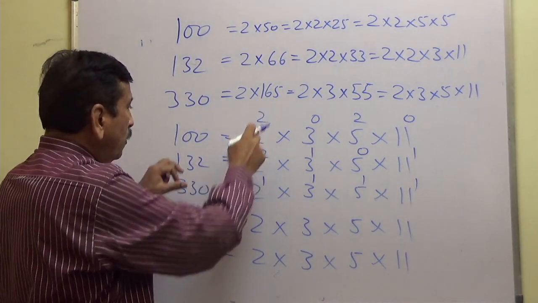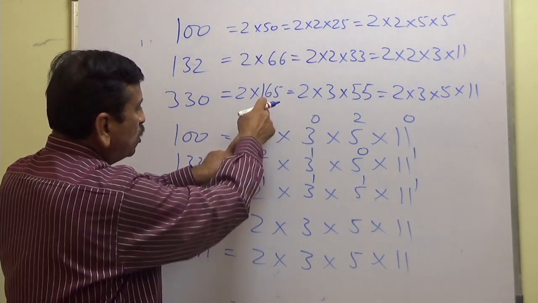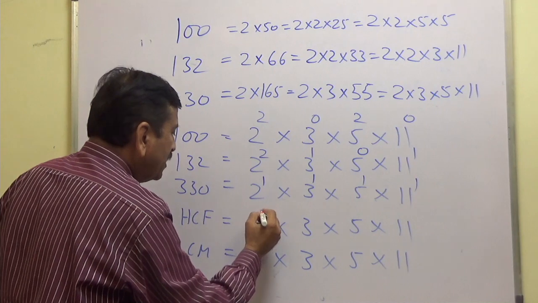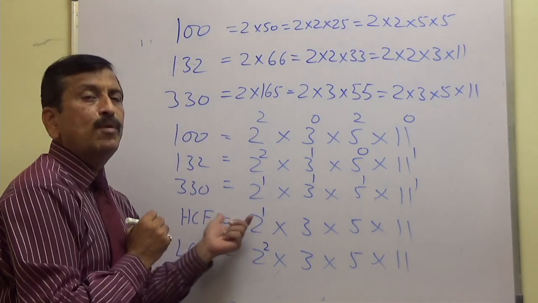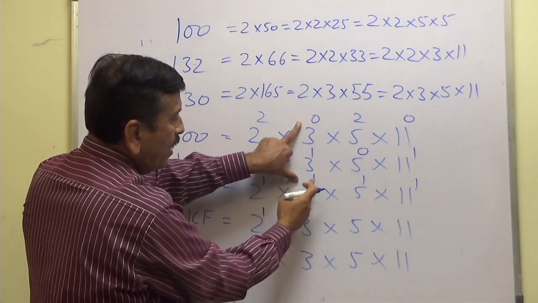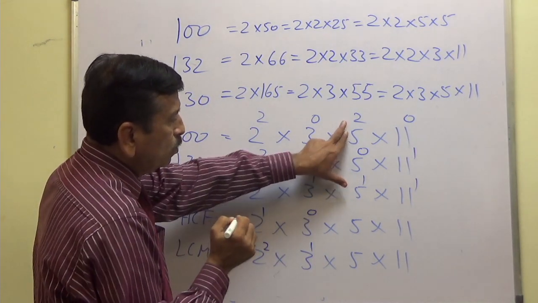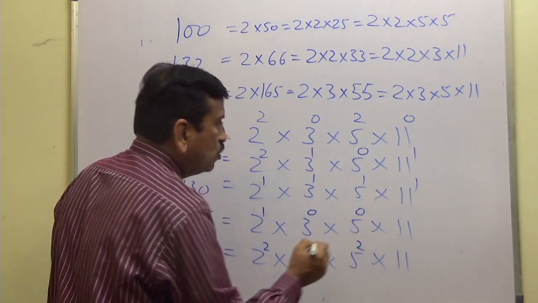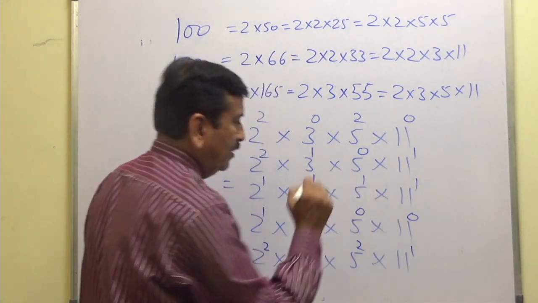Now, the power of 2 if I consider: 1, 2, 2. Highest is 2, lowest is 1. Highest we put in LCM, lowest we put in HCF. For 3: 1, 0, 1. 0 is lowest, highest is 1. For 5: 0, 2, 1. 0 is lowest, highest is 2. For 11: 0, 1, 1. 0 is lowest, highest is 1.